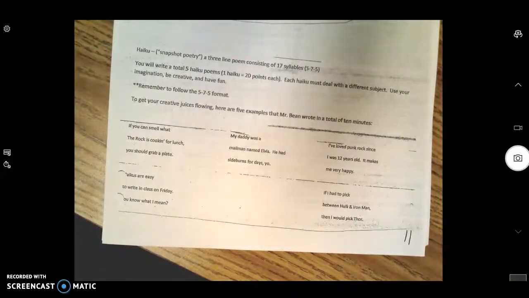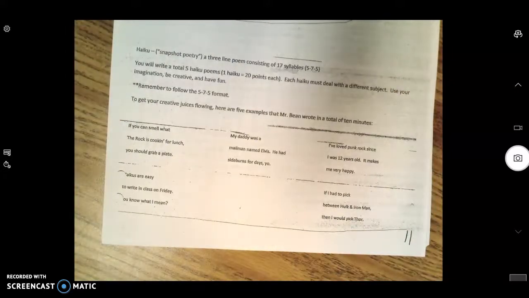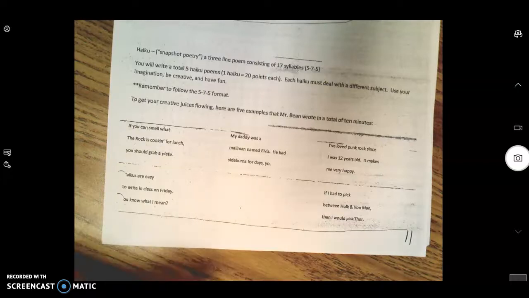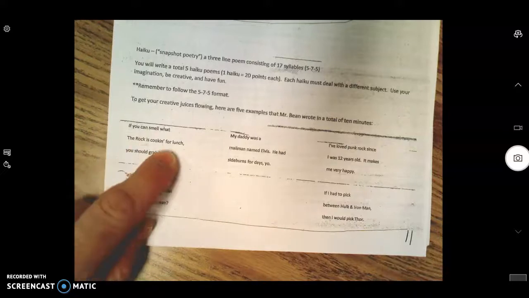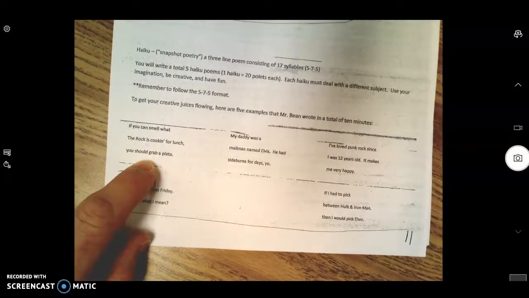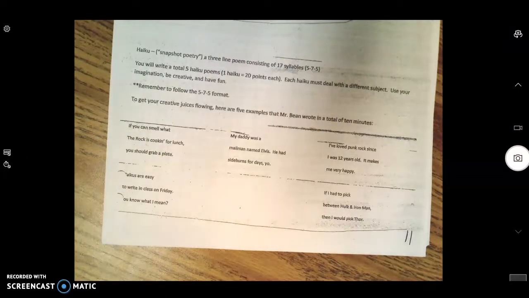Okay, so haikus are also known as snapshot poetry. It's a 3-line poem consisting of 17 syllables, 5, 7, and 5. I'm going to show you some examples before I get into what you're going to do. So if you look at these examples, it says, if you can smell the rock cooking for lunch, you should grab a plate. Hey, that's kind of funny right there because I'm making allusion to the rock.